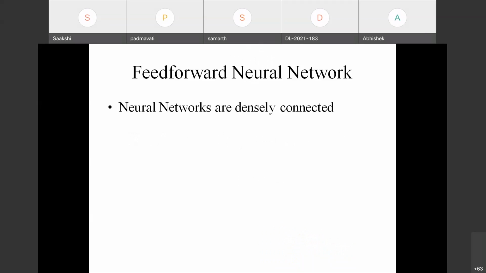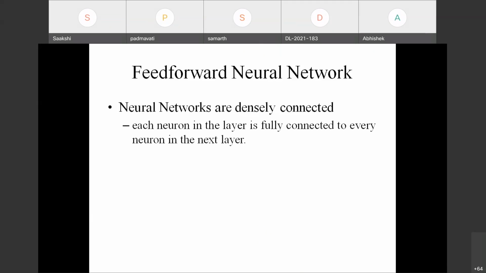In this, we have a set of layers, and in each layer we have n number of neurons, right? Each neuron is connected with every other neuron of the next layer, and it applies to the previous layer as well. As I explained, each neuron in a layer is fully connected to every neuron in the next layer.